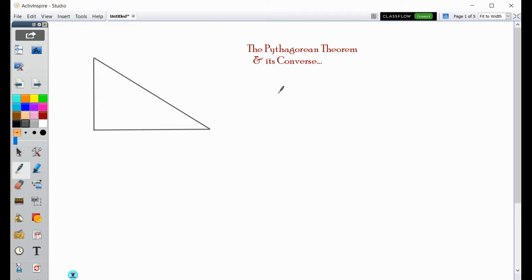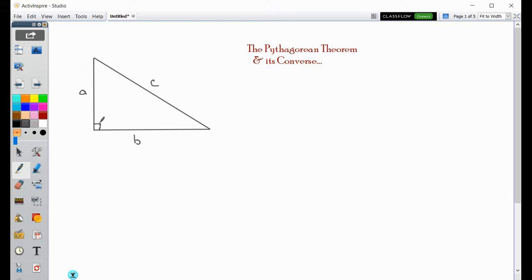Mr. Harmless here, and we're going to talk about the Pythagorean Theorem and its converse. So, to talk about this, we're going to talk about right triangles. I'm going to put a little box right here in the corner. This is representing a right triangle, and I'm going to use three letters to represent the three sides: A, B, and C. This is usually the common three letters we use to represent the three sides of a right triangle.